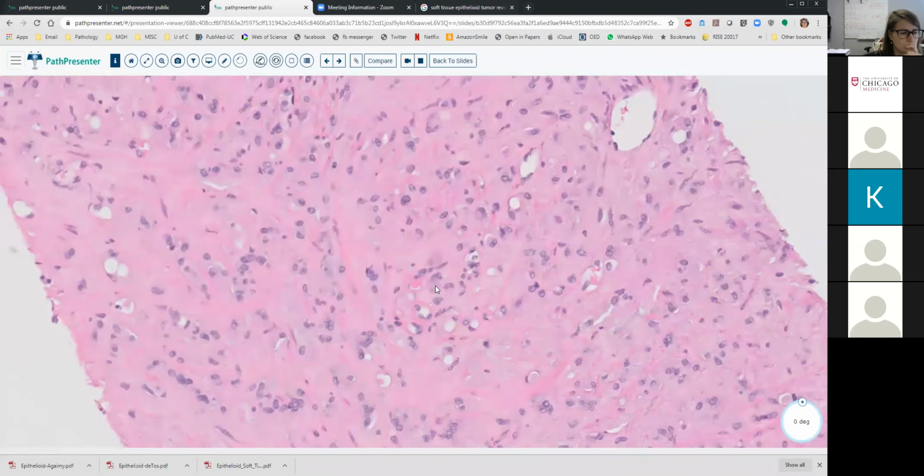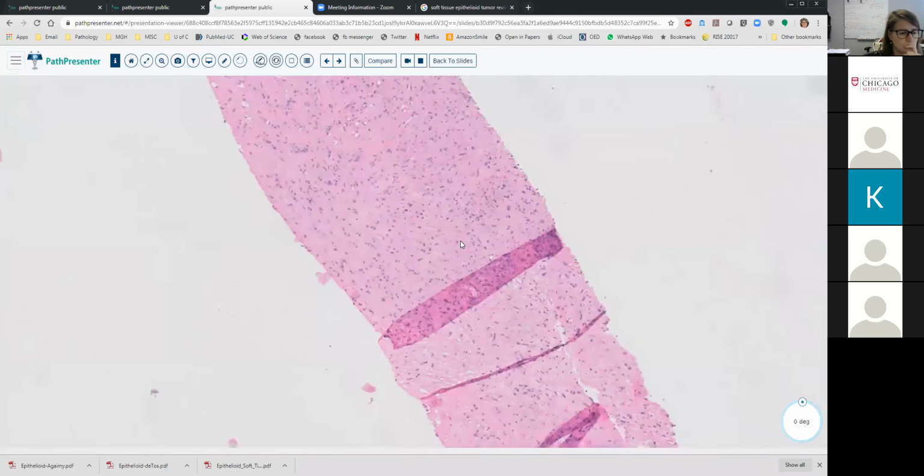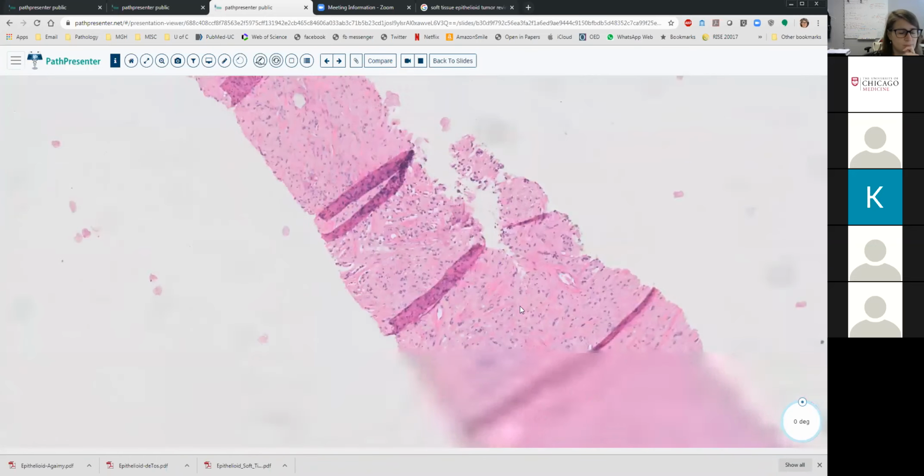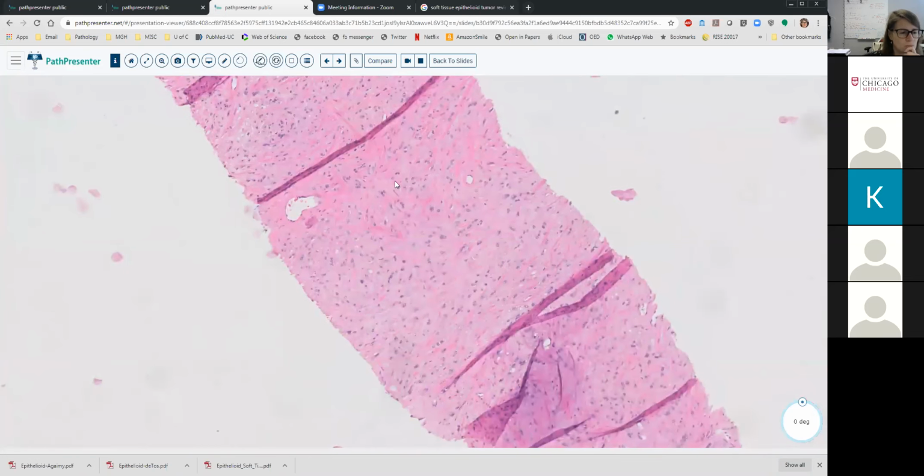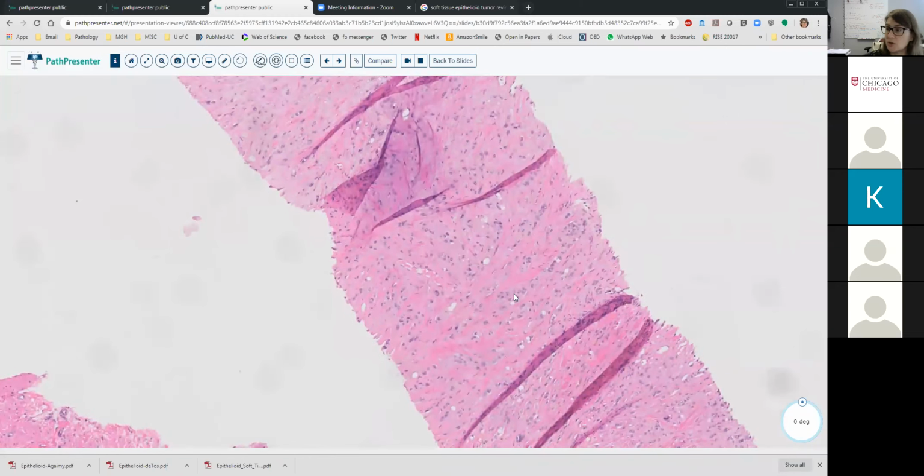Okay. CD31. Okay, because you're thinking? Oh, vascular, sure. Hemangioendothelioma. Okay. Yeah. All right, so this is another extraordinarily characteristic and classic morphology of epithelioid hemangioendothelioma.